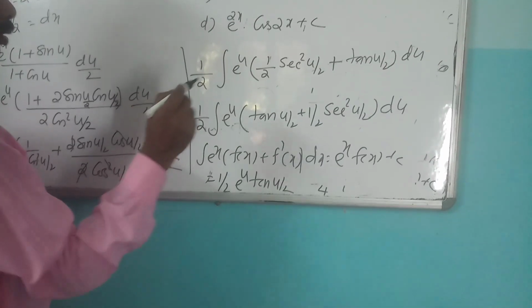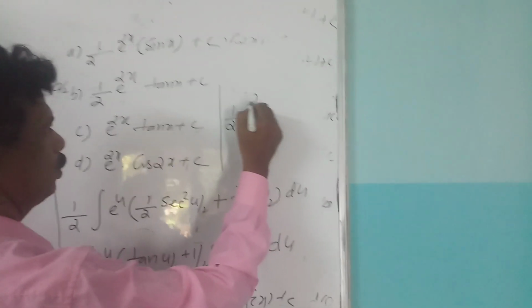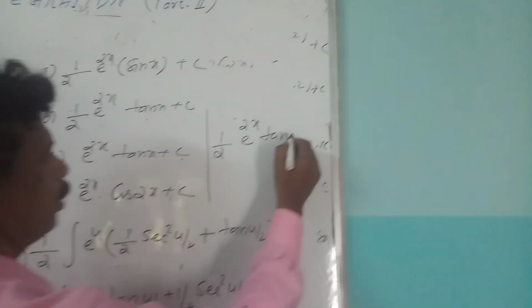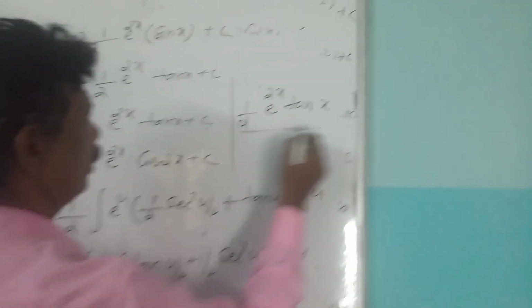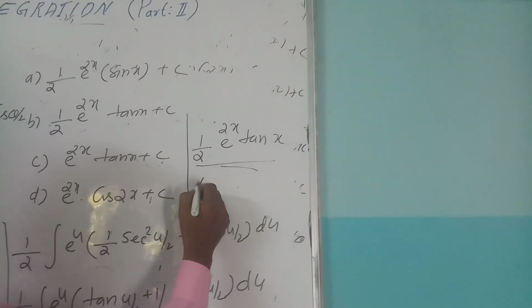So the final answer is half into e raised to 2x tan 2x by 2, and tan 2x by 2 equals tan x. Then the answer equals e raised to 2x tan x by 2. So choice is B.